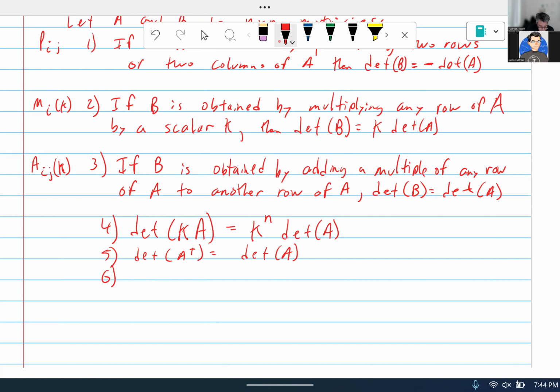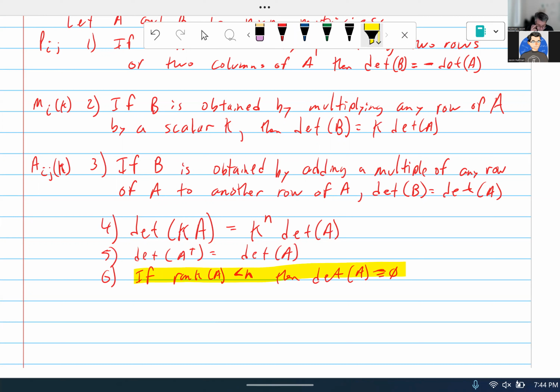Okay, number 6. If the rank of A is less than n, that means that we would get a row of zeros or something weird is going on, then the determinant of A is equal to 0. Okay, we're going to use this one a lot. So I would highlight that one. Okay, number 7.